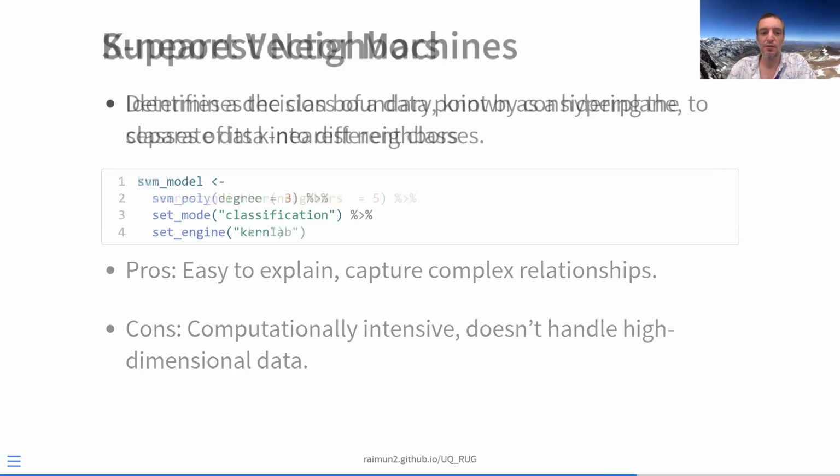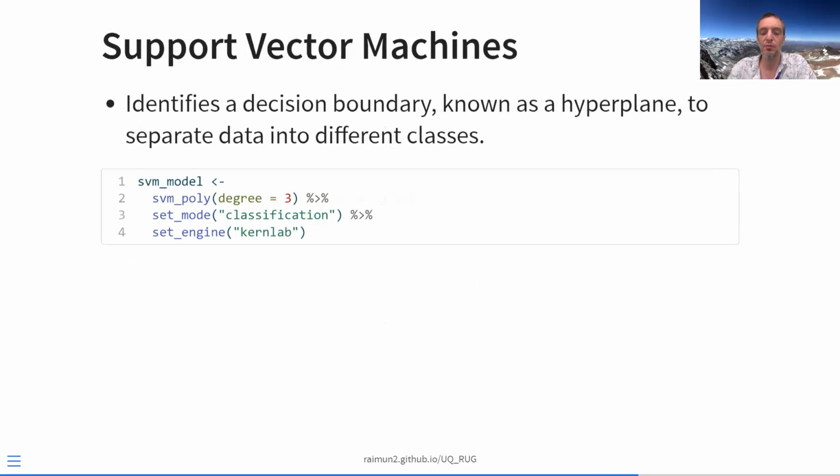And the last model specification that I'll be showing today is support vector machines. These machines try to identify a decision boundary known as a hyperplane to separate data into different classes. Most of the time it generates additional features in order to create the separation. These additional features can be set here in the degree parameter inside the SVM poly function. Here we are dealing with a function called svm_poly, because it's a polynomial support vector machine. There are other forms of these models, but I won't be describing them today. If you want to know more details, you can just ask me later.